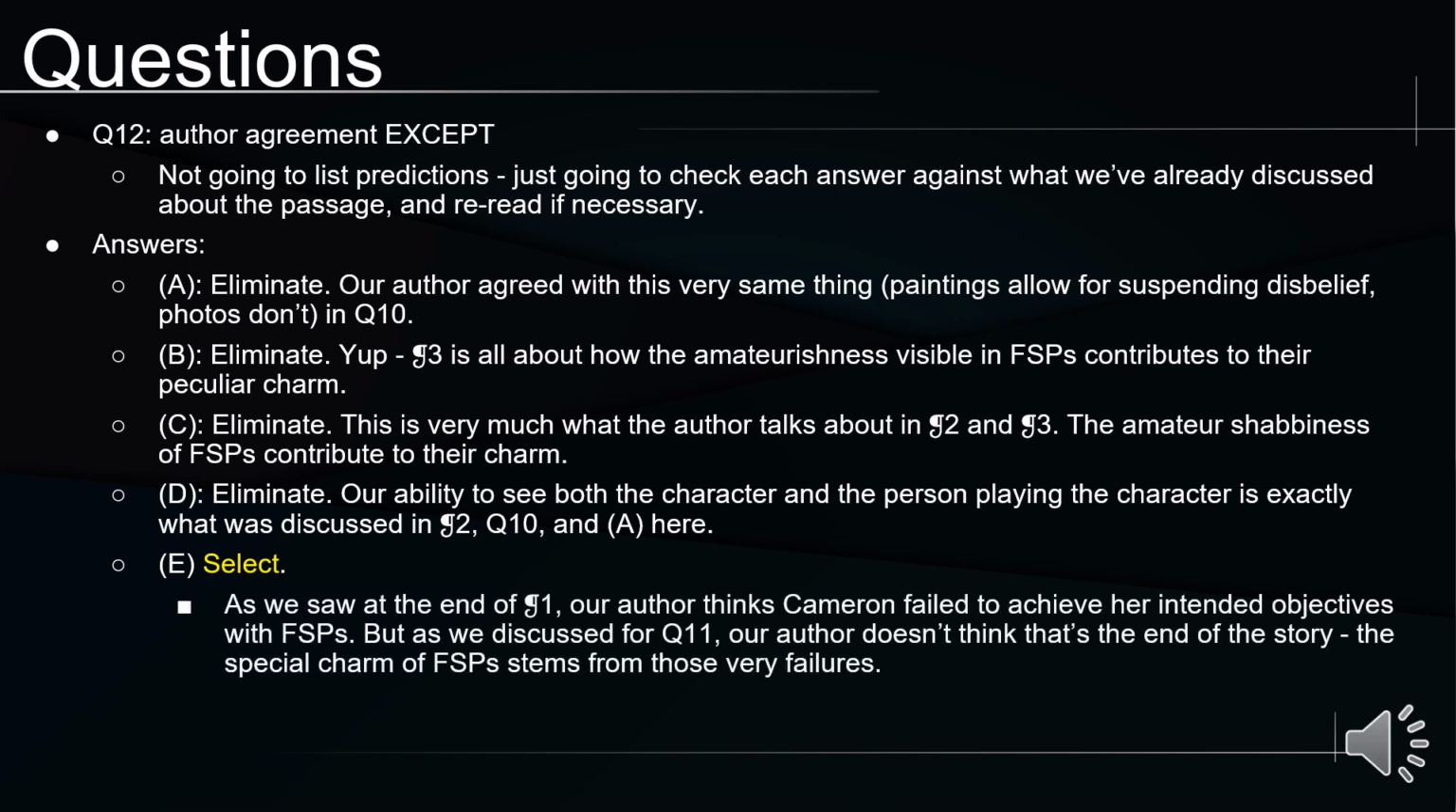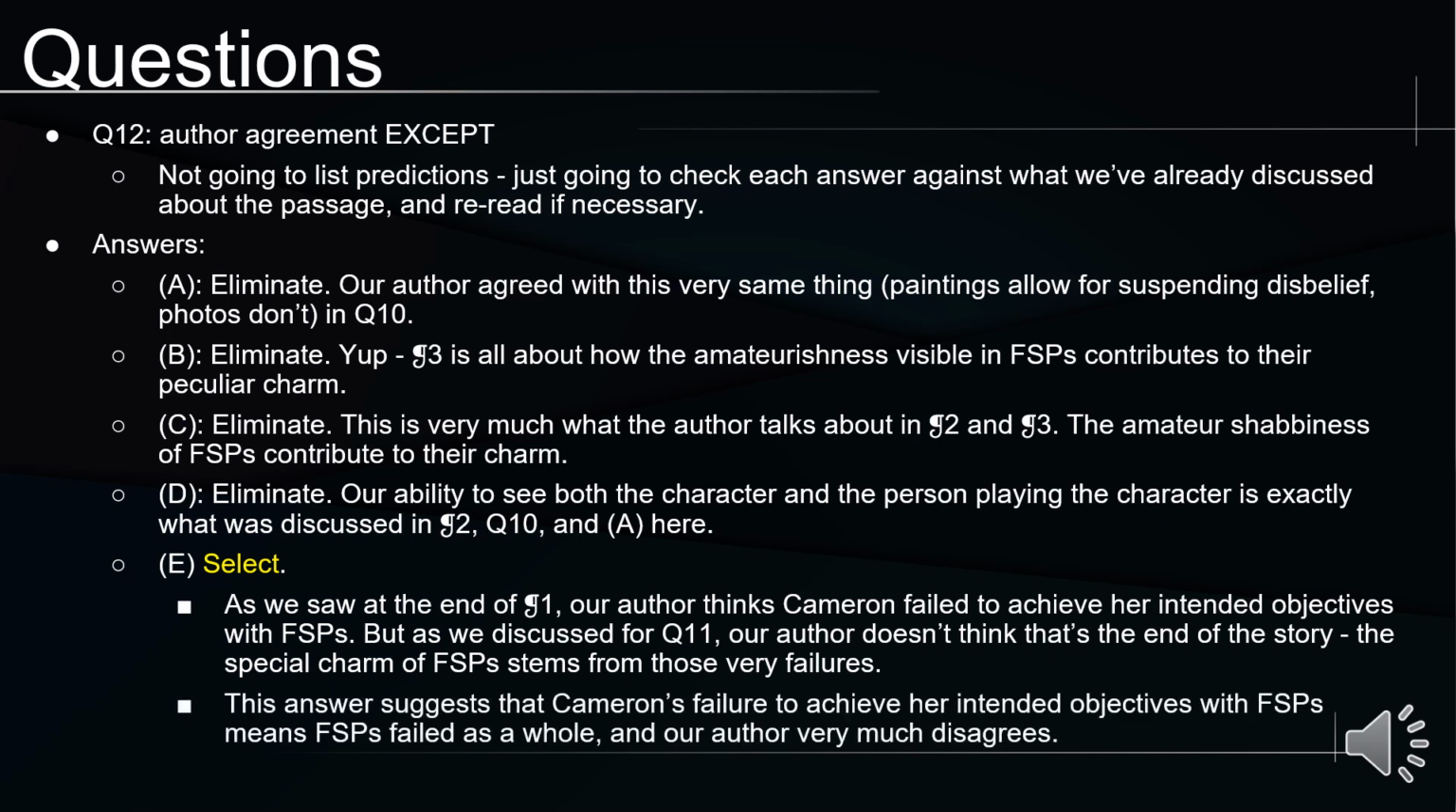As we saw at the end of paragraph 1, our author's perspective is that Cameron failed to achieve this intended objective with the FSP. But as we discussed for question 11, just on the previous slide, the author at the same time doesn't think that's the end of the story. There's more to FSPs other than the fact that Cameron failed to achieve that objective with them. More specifically, the special charm of FSPs stems from those very same failures, those awkward situations that are obviously captured by the FSPs. And so E suggests that Cameron's failure to achieve her intended objectives with FSPs means FSPs failed as a whole, and I would say that our author very much disagrees with that idea.